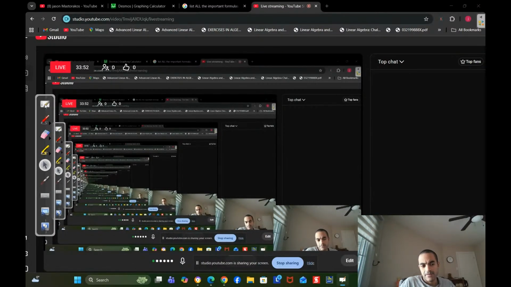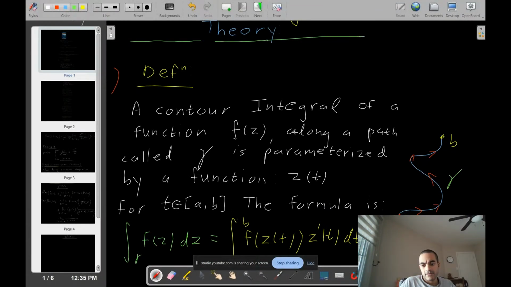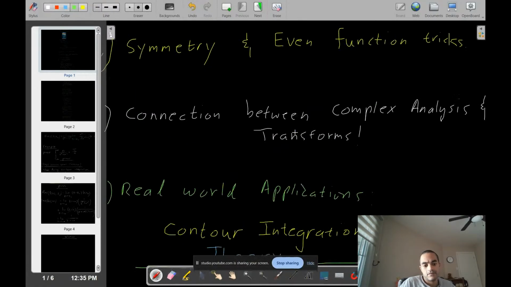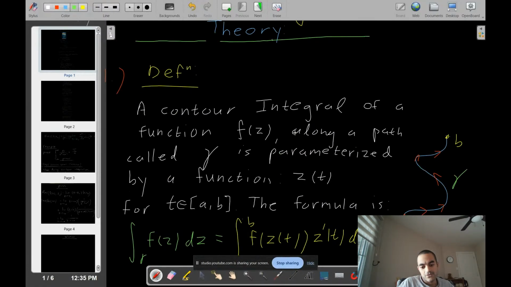Okay, so that's not a problem. So we're going to continue here. Okay, so this is what we have. So we've got our contour integral. Okay, so z is a function of t. Okay, so this is our contour integral. Don't worry, later on in the live show, it's going to get more interesting. I think already now it's interesting if you like theory.